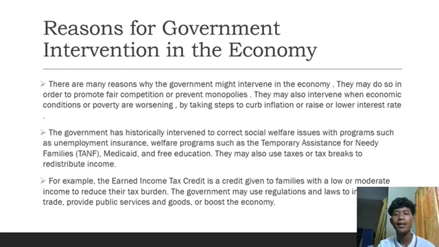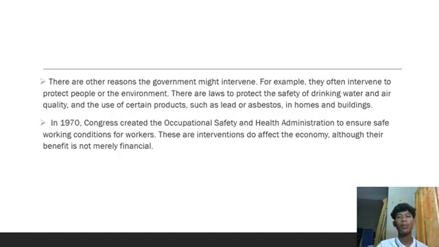programs such as Temporary Assistance for Needy Families (TANF), Medicaid and free education. They may also use tax or tax breaks to redistribute income. For example, the Earned Income Tax Credit is a credit given to families with a low or moderate income to reduce their tax burden. The government may use regulation and law to improve trade, provide public services and goods, or boost the economy. There are other reasons the government might intervene.